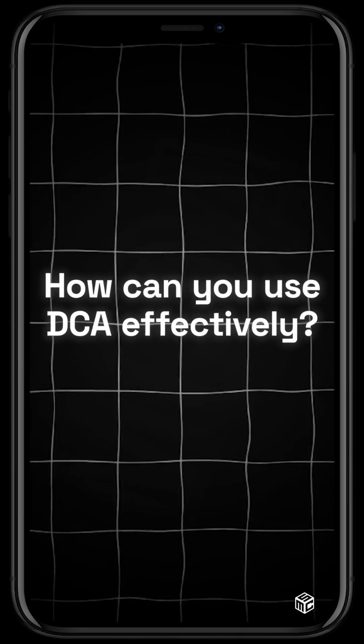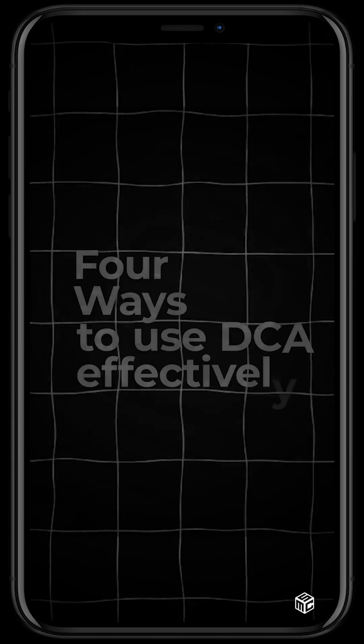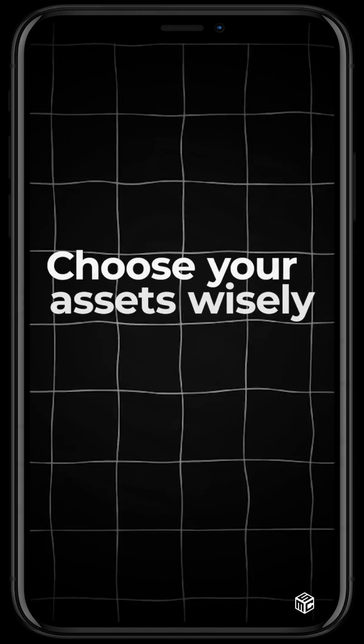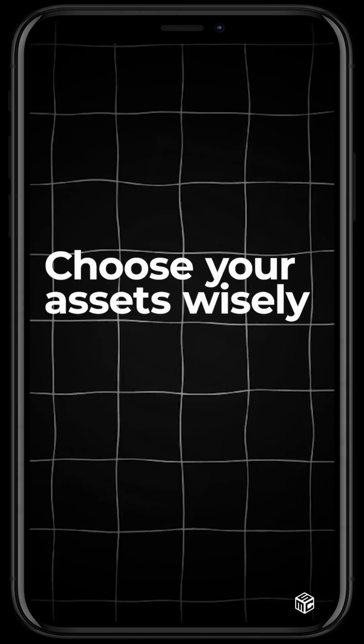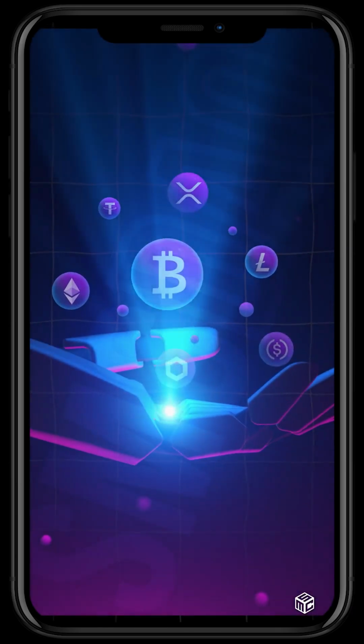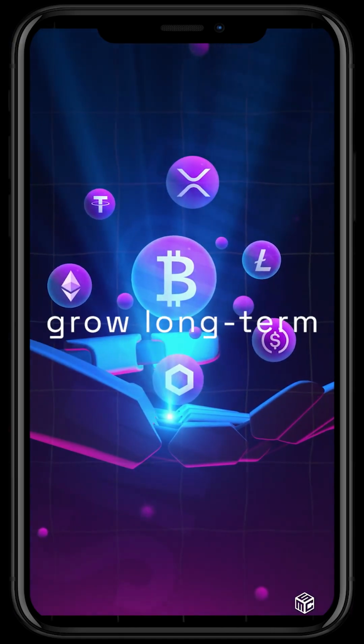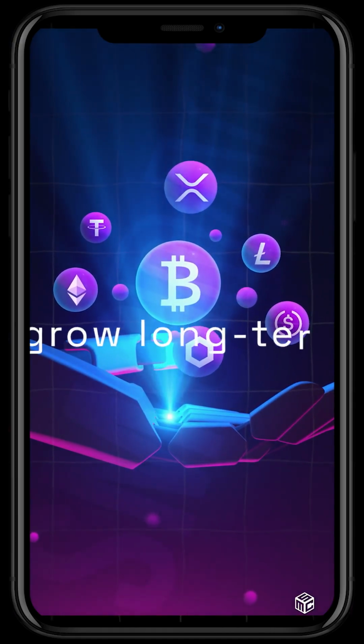How can you use DCA effectively in your investment strategy? There are 4 ways you can use DCA effectively in your investment strategy. The first way is to choose your assets wisely. Use DCA for long-term and fundamentally strong investments. DCA works best for assets you believe will grow long-term. It is not well suited for short-term goals or investments.